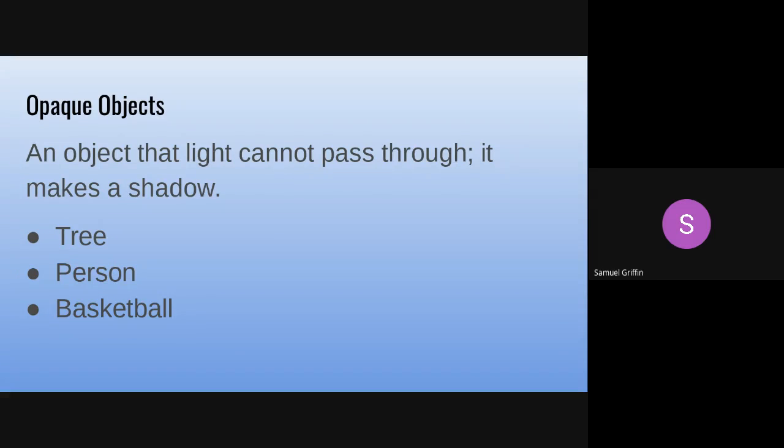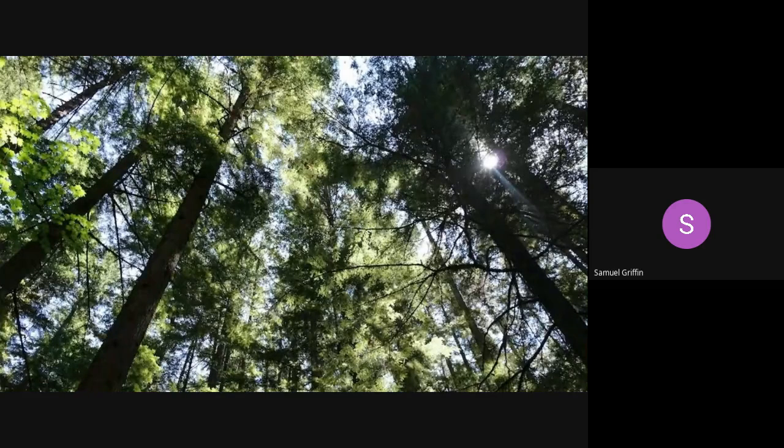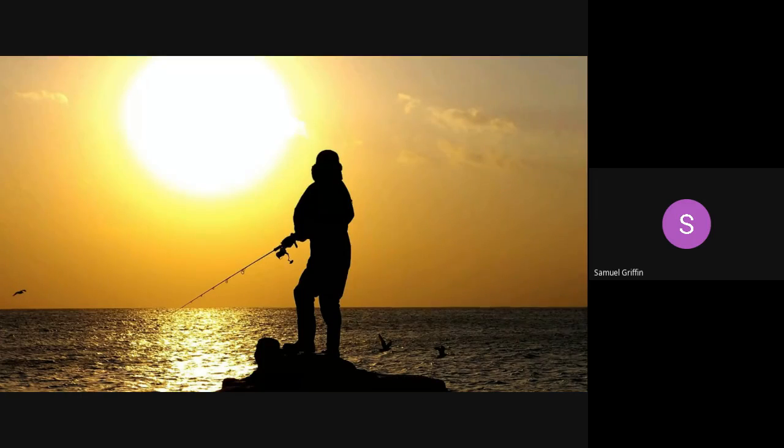The next type of objects are opaque objects. An object is opaque when light cannot pass through it, but it does make a shadow, similar to a tree, a person, or a basketball. Here, we can only see a little bit of light through the leaves, but if we look through the tree, we will not see the light because the light cannot pass through the tree.